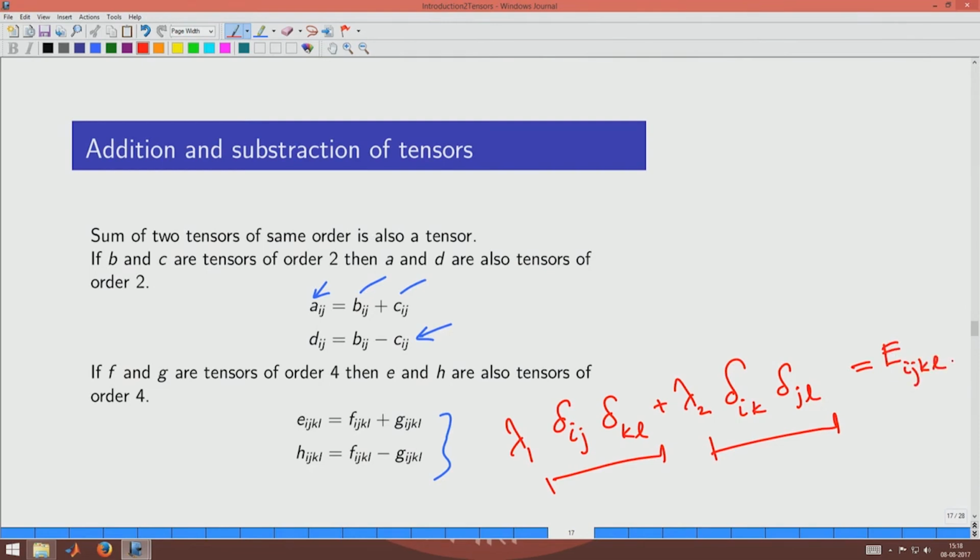So, we can extend it further. So, the summation, allowing us to preserve the tensorial nature, is useful to generate quantities such as this, and we will find a use for this kind of a quantity later on.